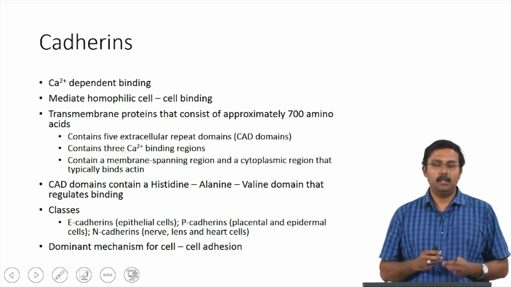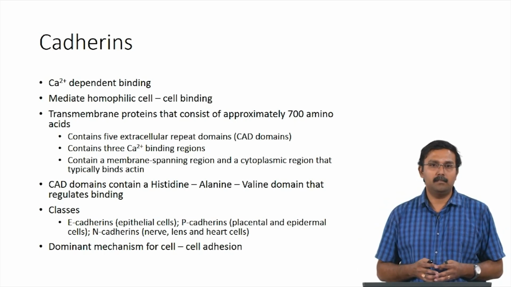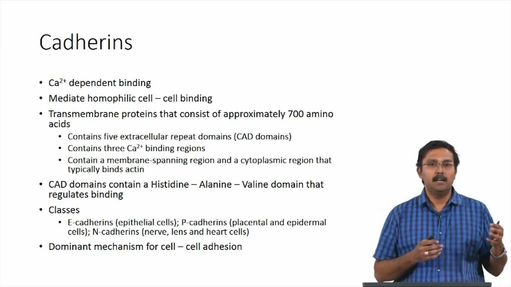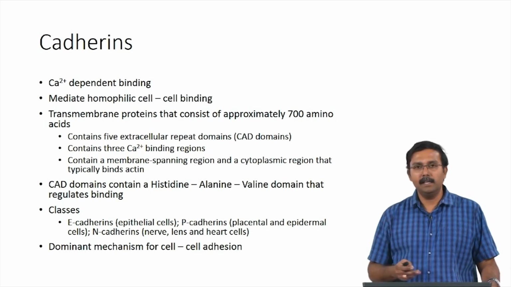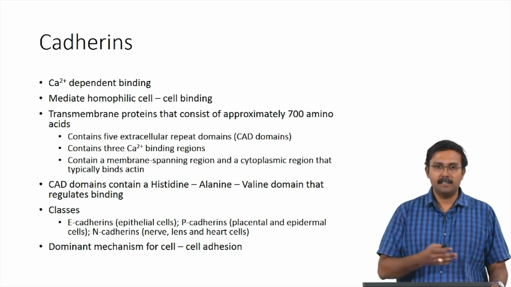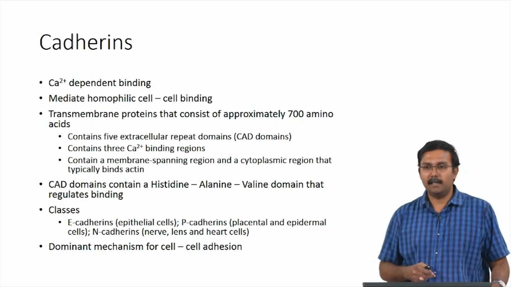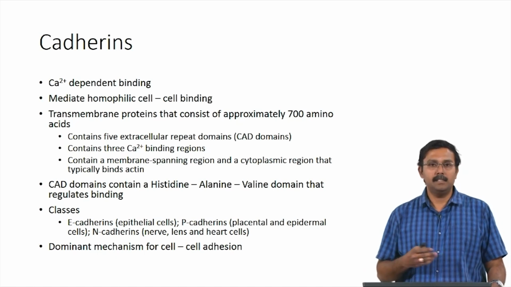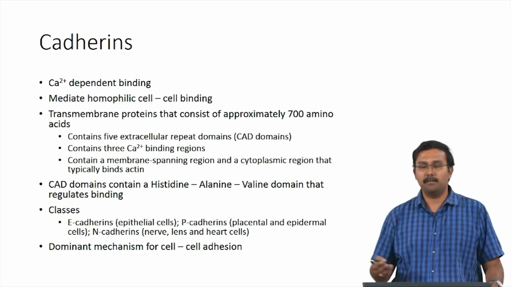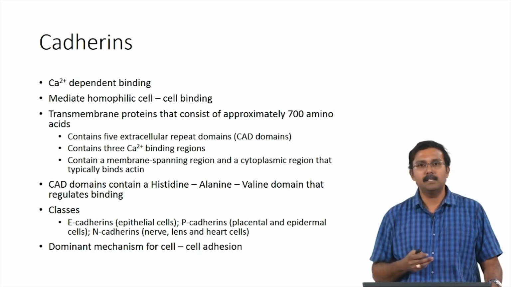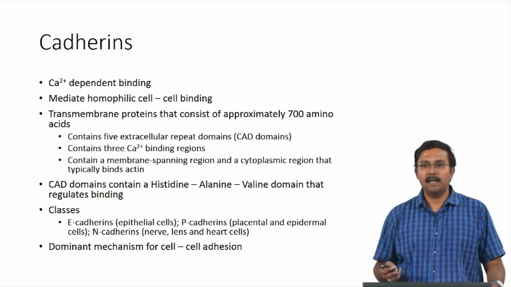Okay. So, if you are talking about cadherins, these are mostly involved in cell-cell binding, unlike integrins, which are mainly involved in cell matrix binding. These are transmembrane proteins which consist of about 700 amino acids. They contain 5 extracellular repeat domains which are called the CAD domains, and 3 calcium binding regions.